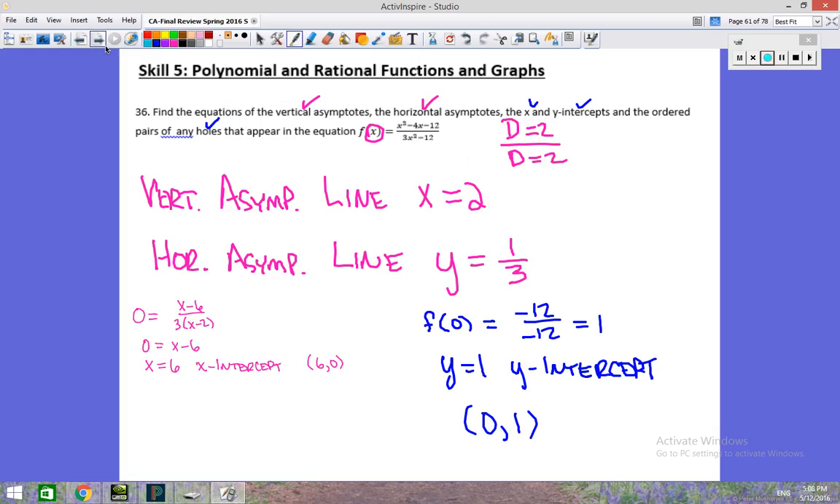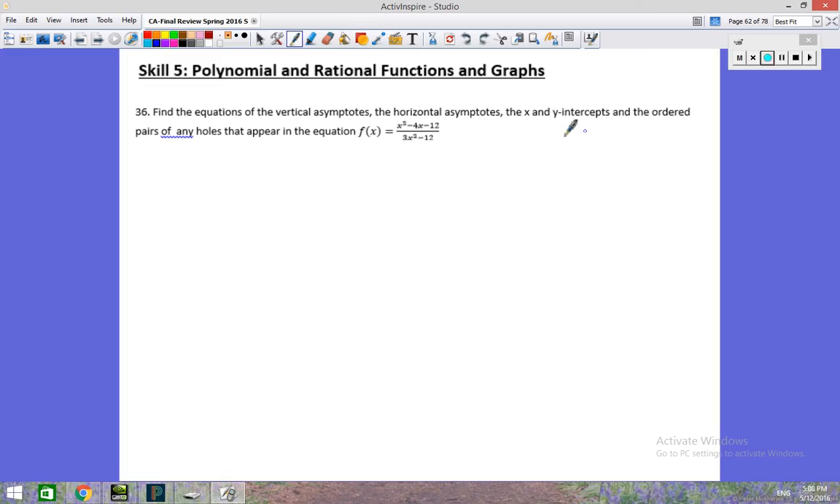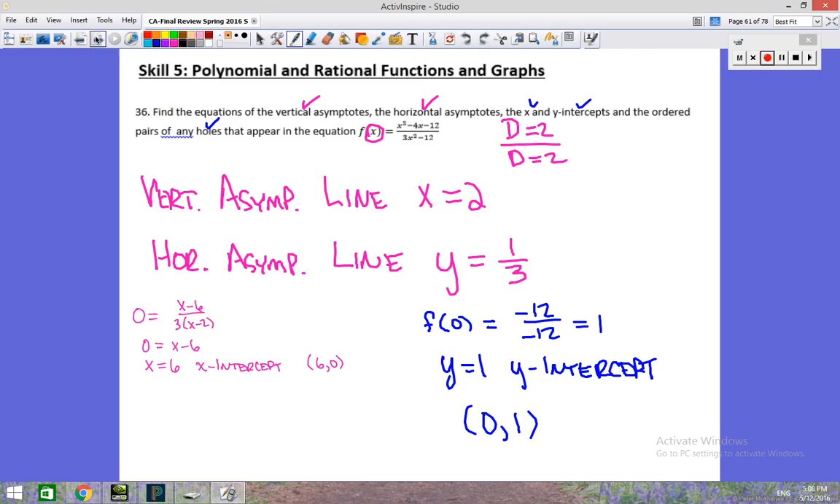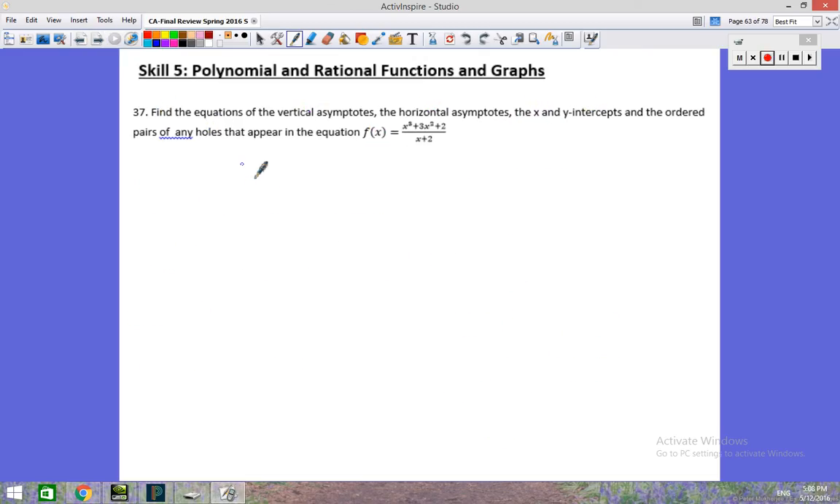All right, let's move on to the next one. Okay, they're giving us the same directions. Oh, no, I've copied and pasted the same problem. If I did this, I'd get the same answer for 36 that I got right here. Better pay attention to what I'm doing. 37. Now I have a similar problem like before, asking me the same questions.